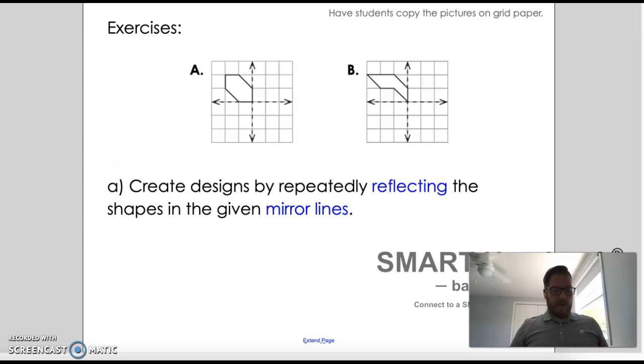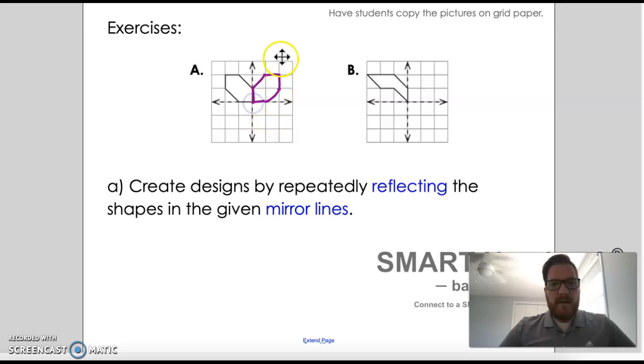Because where we're going to look now is at reflections. And so we can create reflections. This one says to create designs by repeatedly reflecting the shapes in the given mirror lines. And so there's these 2 dotted lines that are sort of intersecting. So we have a vertical line and then a horizontal line, and what they would like us to do. And again, this is going to be a little bit messy. I'm trying to keep it straight, but I'm going to reflect.